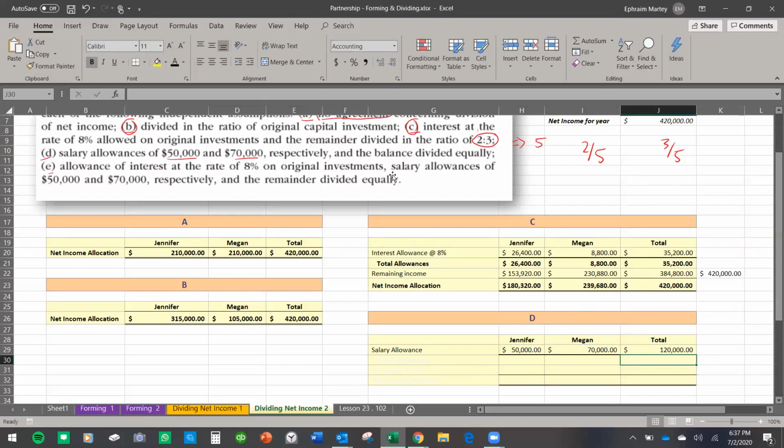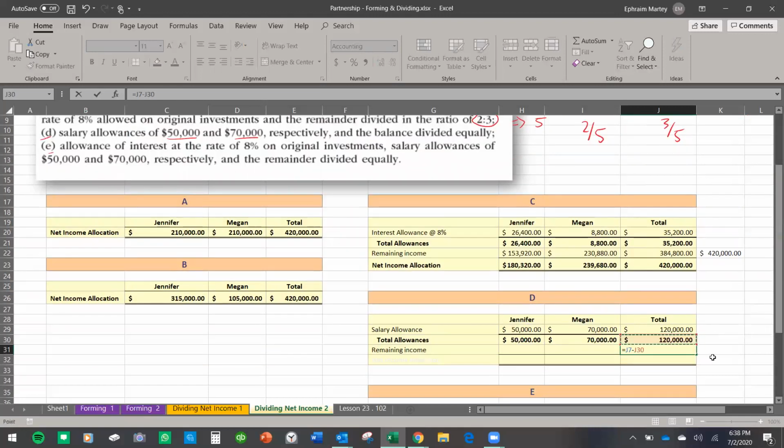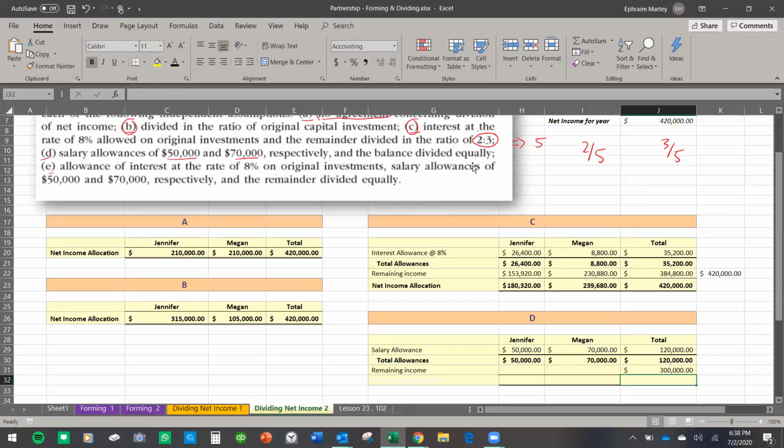Good. And then what is the next? And the balance divided equally. Okay. So we have the total allowance here, which we drag all the way. And then we're going to have the remaining. So what is the remaining? If our net income is 420,000 minus how much we have already given them, 120,000. So that is the remaining. The remaining is 300,000. And it said the remaining is shared equally. So we are going to share the remaining equally. This divided by 2. And then we have the same thing, that divided by 2.